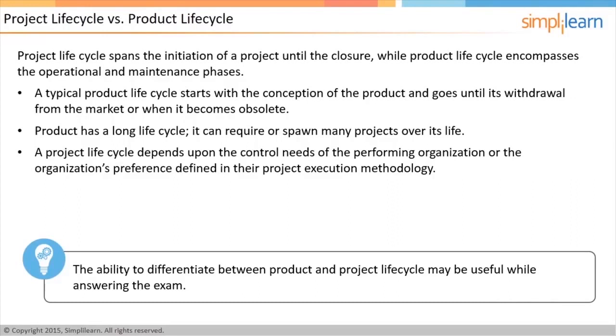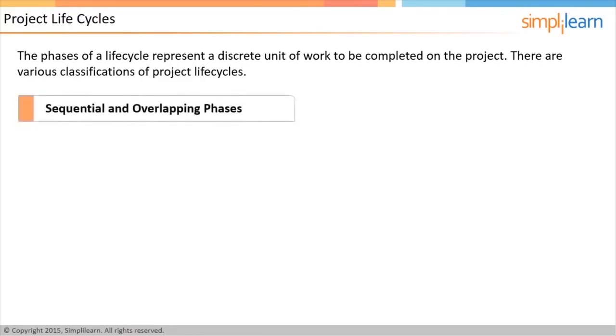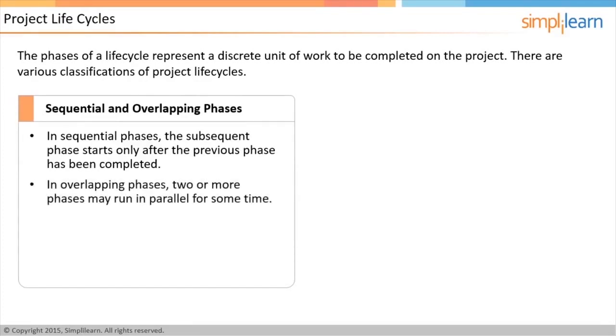In the next screen, let us discuss more on project life cycle. A life cycle is composed of phases. Each phase represents a discrete unit of work required to be done on the project. There are different ways of classifying project life cycles. Let us first discuss the sequential versus overlapping life cycle. In sequential phases, the subsequent phase starts only after the previous phase has been completed, whereas in overlapping phases, two or more phases may run in parallel for some time. This could help fast-tracking and compressing the amount of time required.